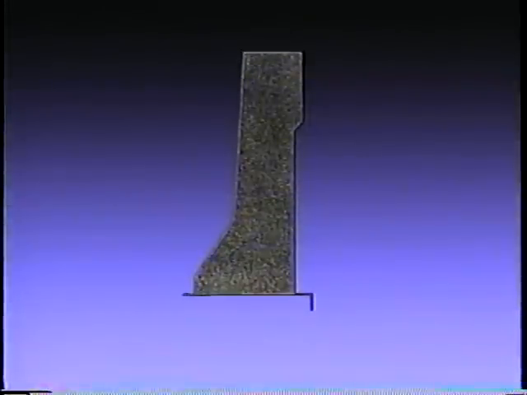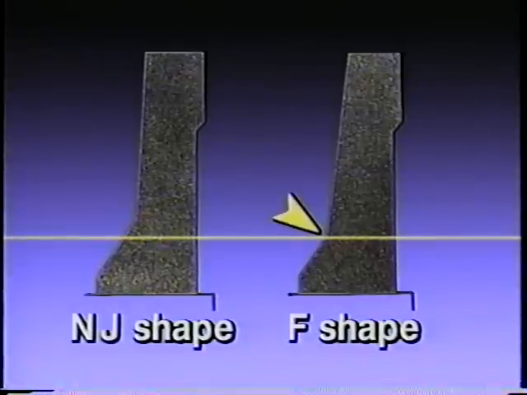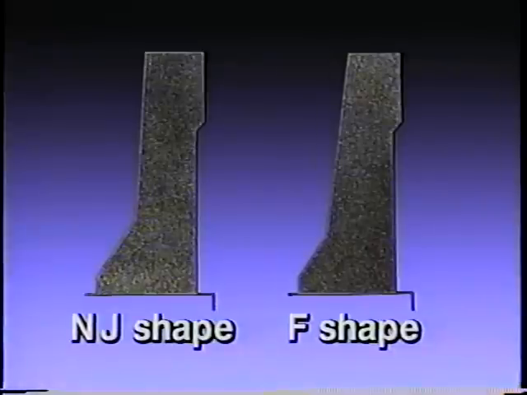Although the New Jersey shape is the most common shaped concrete barrier, it is not the only one. A research project in the mid-70s identified a number of alternative shapes. Alternative F, now commonly called the F shape, was identified as a promising candidate. The slope breakpoint of the F shape is 3 inches lower than the New Jersey shape. This slightly different profile provides many of the same benefits as the New Jersey shape while improving vehicle stability during impact.